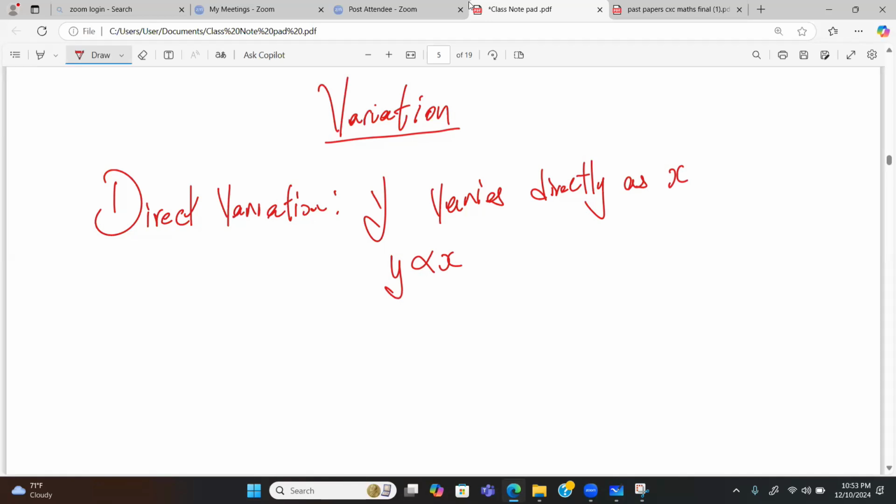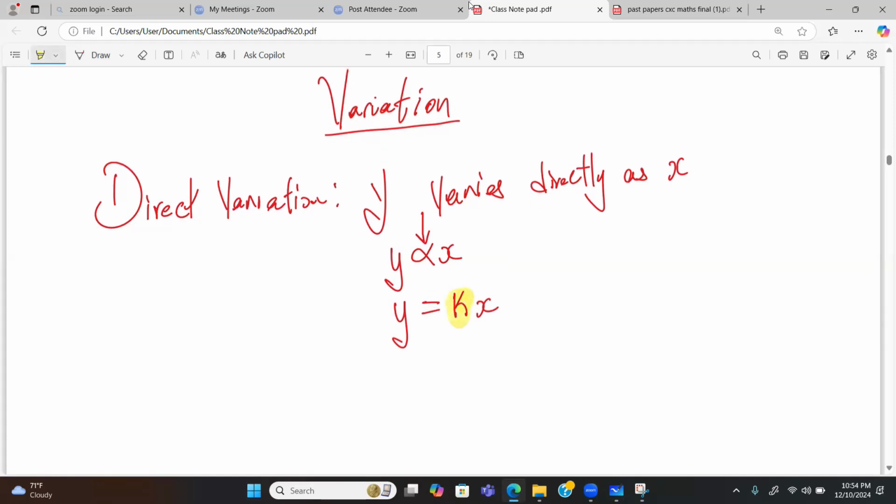However, if I'm going to replace the variation symbol here with an equal sign, for example, y is equal to, then there is going to have to be what we call the constant of variation that has to be a part of the whole thing. So I'm going to use k as my constant of variation. Now you may be asking, what is this k? K is a value that will remain the same throughout this question.